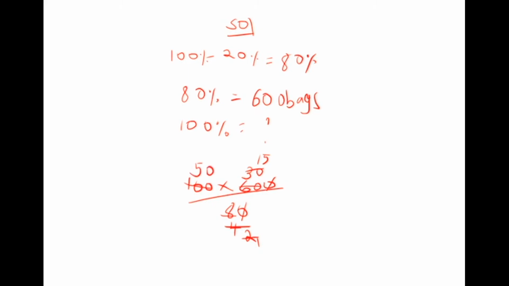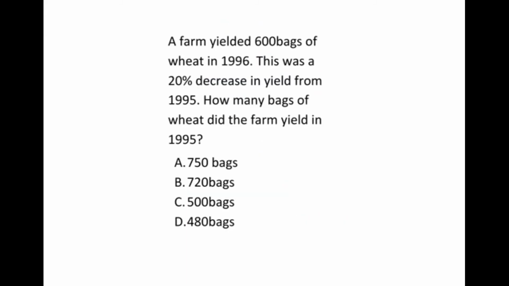Therefore, we multiply 50 times 15. We get 750 bags. 750 bags. Therefore, our correct choice is A, which is 750 bags.